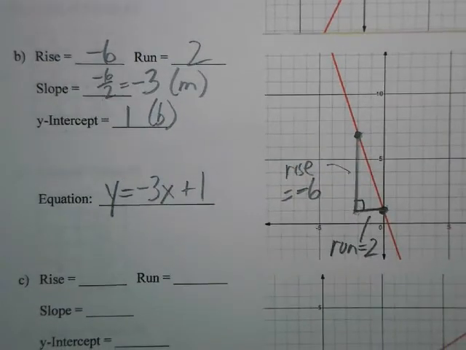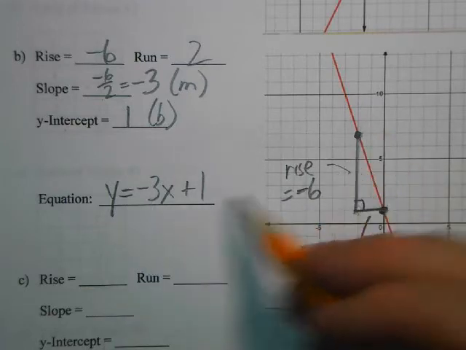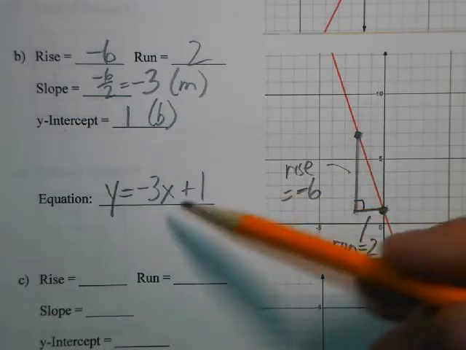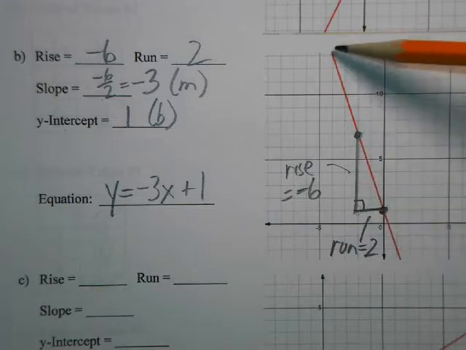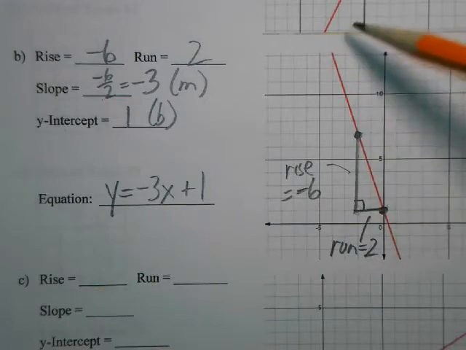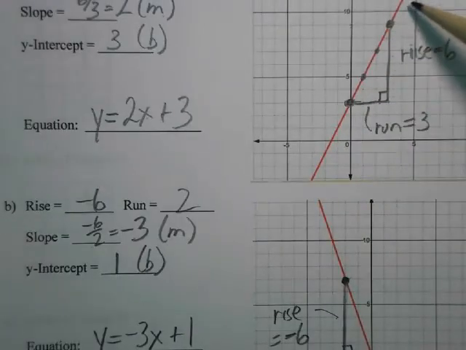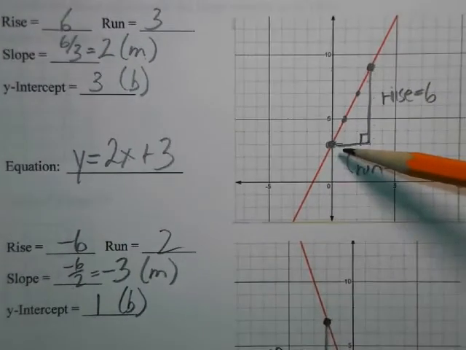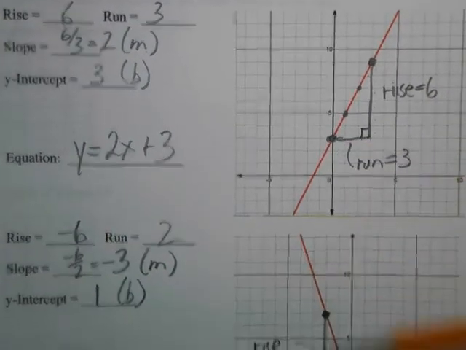The most common mistake I see is getting the sign wrong. You can always tell the slope is negative when it goes down to the right, and it's positive when it goes up to the right. So you can always do a little check at the end. Do I have the right sign? Yes, I do. It's going down to the right.